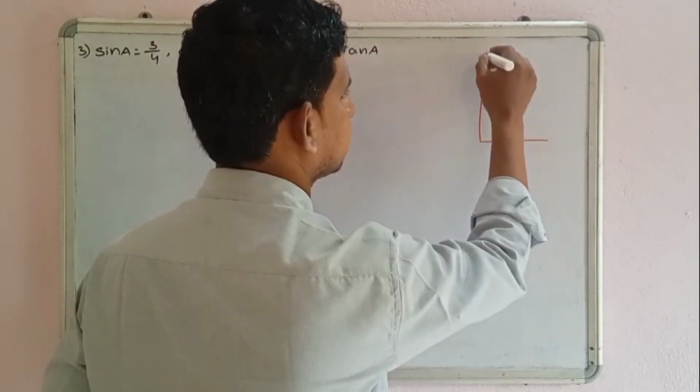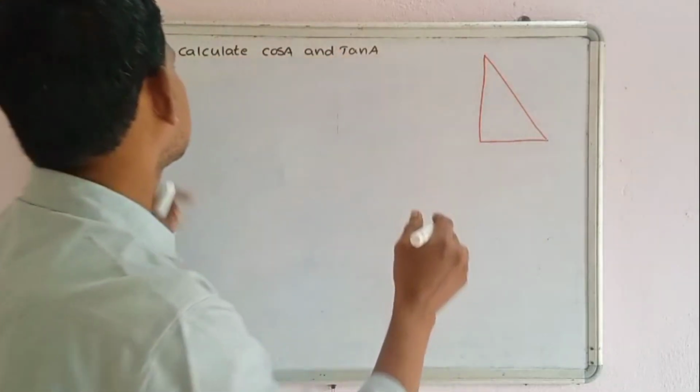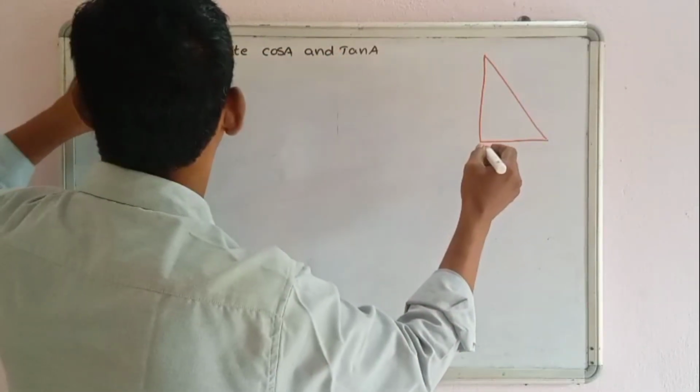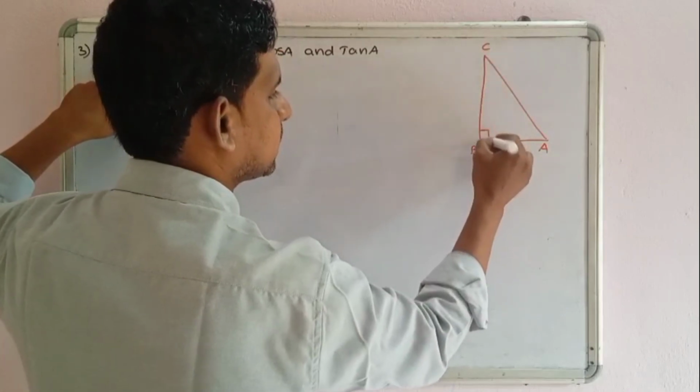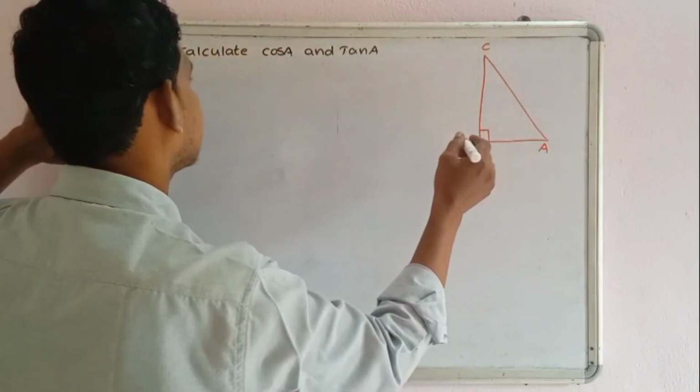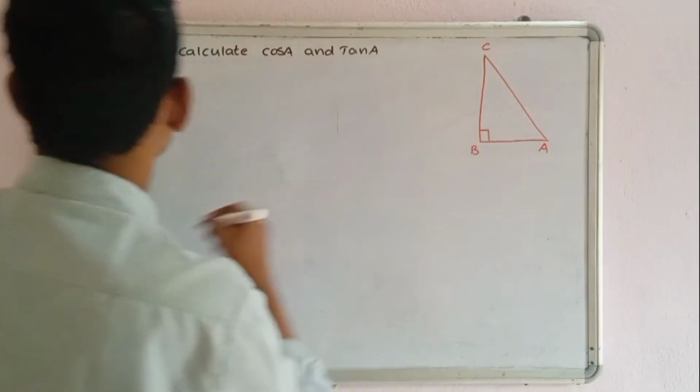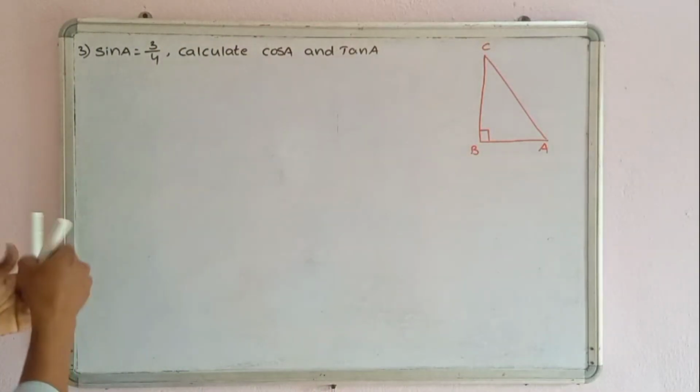Let us take a triangle. Using a right angle triangle only, sin A equals 3 by 4. So here this is A, B, C, with the right angle at B. See, sin A equals 3 by 4. See the solution.